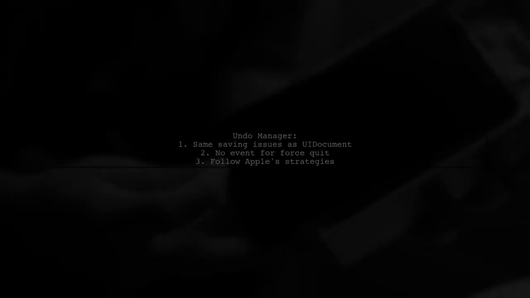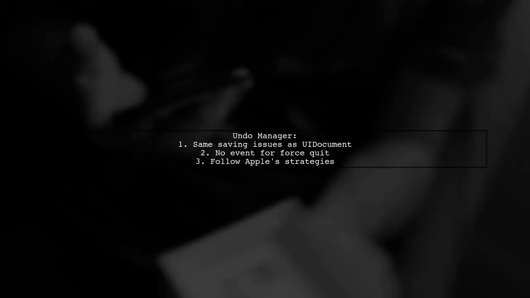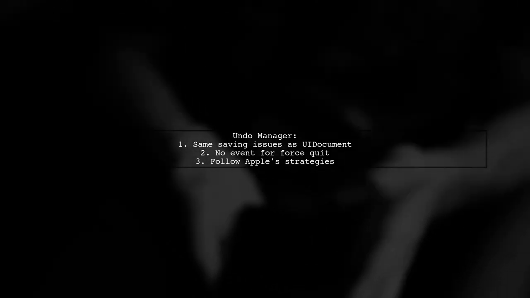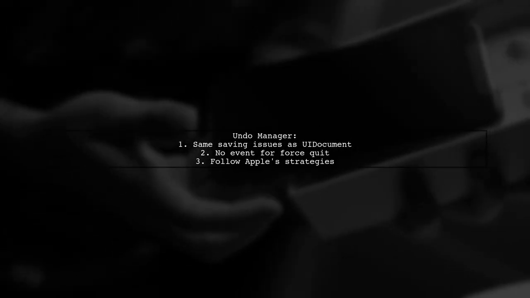Apple saves documents in the background at specific times, but there's no clear guidance on force quits. Implementing a manual quick save may not be feasible, so periodic background saves are recommended. The UndoManager faces the same issue as UIDocument during a force quit, as there's no event to trigger a save. It's best to follow Apple's strategies for document management.